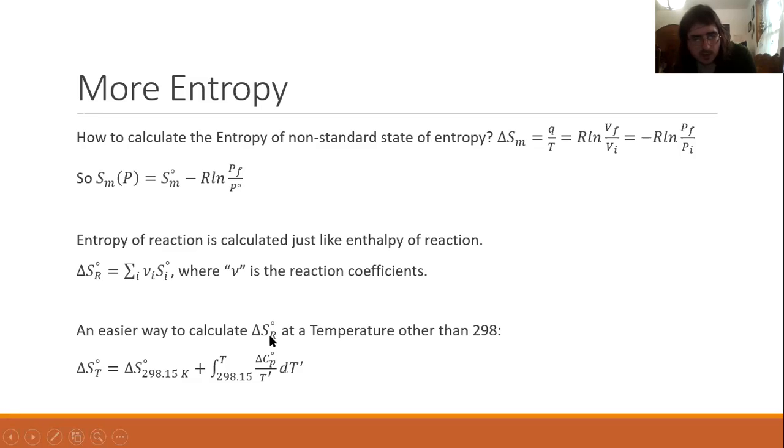But easier way to calculate this at other times, and we can also calculate entropy at temperatures other than 298. We can say delta S at 298 plus the integral from 298 to whatever temperature of C sub P over T dT. Of course, if it's a reaction, we have to do the whole sum of all the CPs again. I know, a total pain, but totally doable.